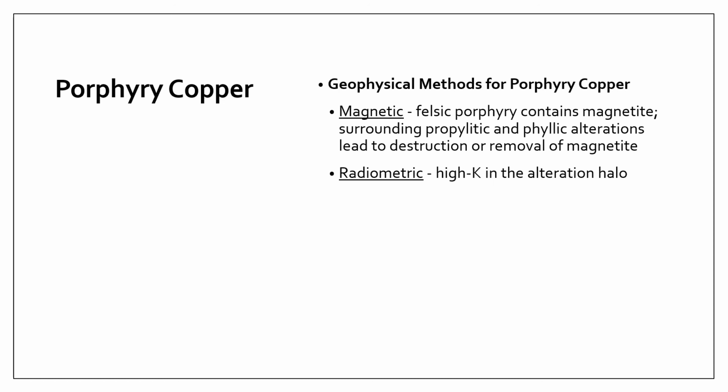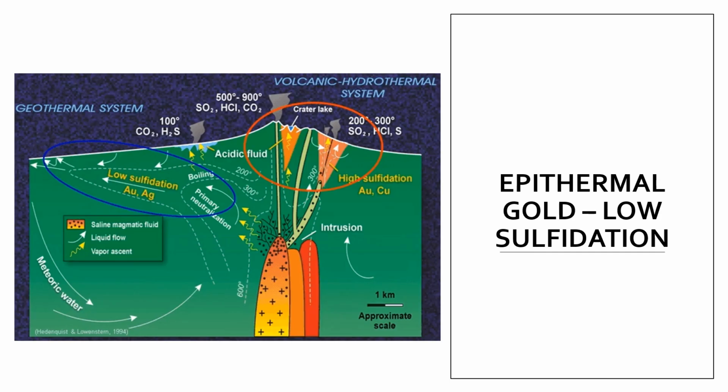And then another method that you can use is, of course, radiometrics. Your alterations contain potassic alteration, and potassium is one of the most radioactive elements, and they can have radiometric or radioactive signatures. Now let's go to the epithermal gold, or your low sulfidation gold.